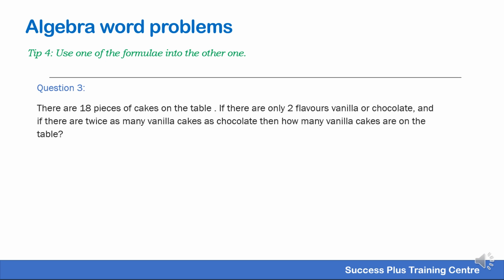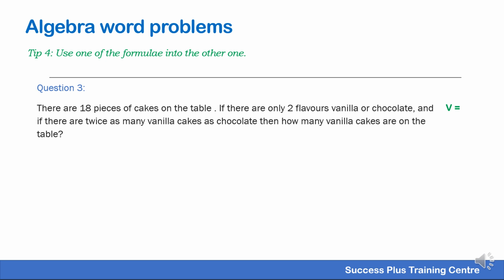Now let's have a look at the final question. Question number 3. There are 18 pieces of cake on the table. If there are only 2 flavors, vanilla or chocolate, and if there are twice as many vanilla cakes as chocolate, then how many vanilla cakes are on the table?